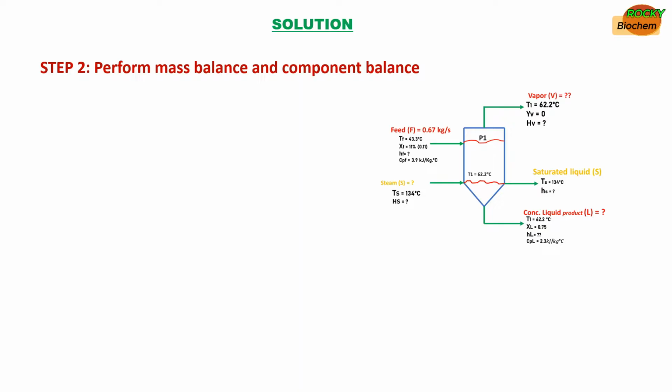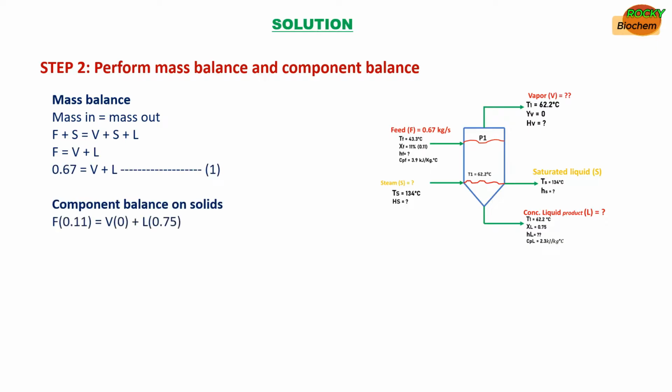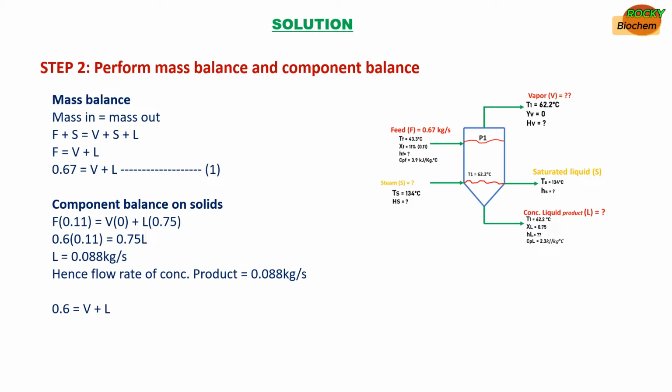We know mass in to be equal to mass out, and F plus S is equal to V plus S plus L. When we fix in the values, we get L to be equal to 0.088 kilogram per second. We can fix this into equation 1 and then calculate V to be 0.582, and we are good to go.